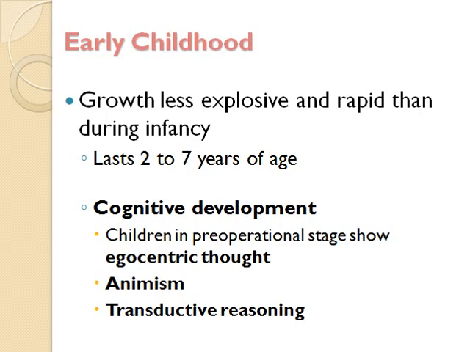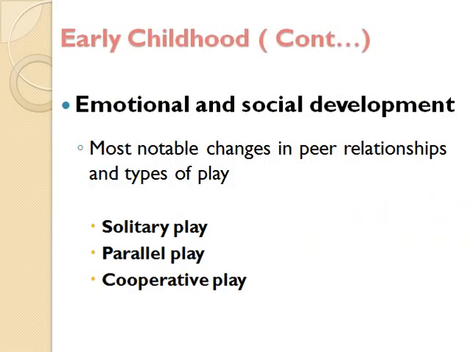Emotional and social development. The most notable changes are in peer relationships and types of play. Now, the child starts giving more importance to friends when compared to the parents. The parents move to a secondary place for them. The parents are no longer given importance. And you can find the child during this stage classifies play into three types. The first one is solitary play, the second one parallel play, and the third one is cooperative play.